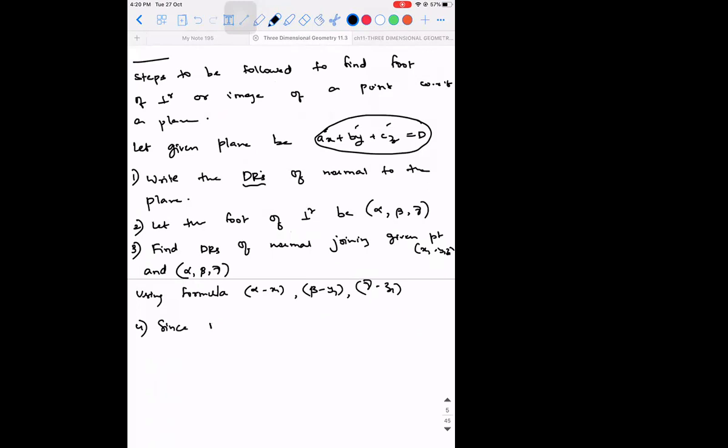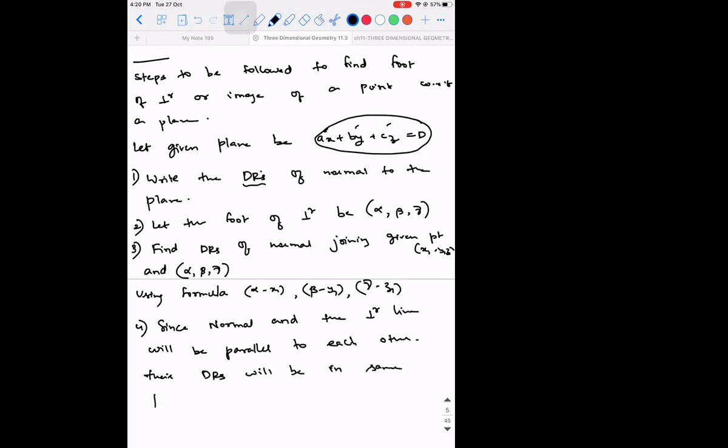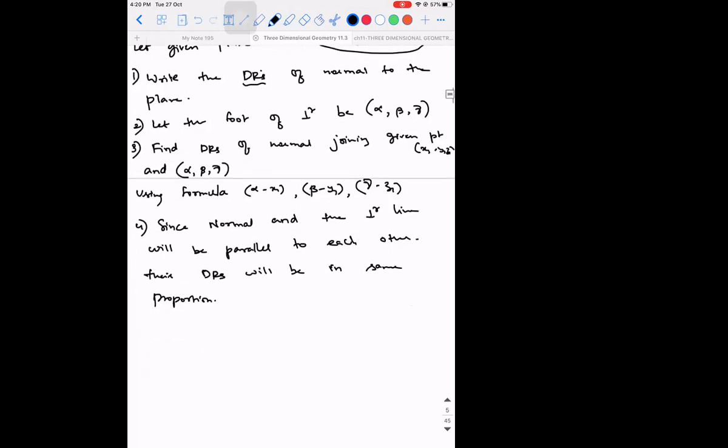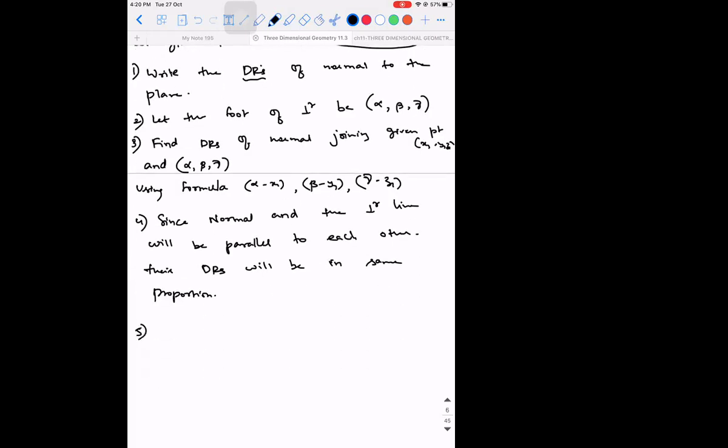Step 4. Since the normal and the perpendicular line will be parallel to each other, what can we say? Their direction ratios will be in the same proportion. Right? After that, what are we supposed to do? Find alpha, beta, and gamma in terms of x1, y1, z1, and A, B, C. Write the direction ratios of the normal of the plane, that is A, B, C.